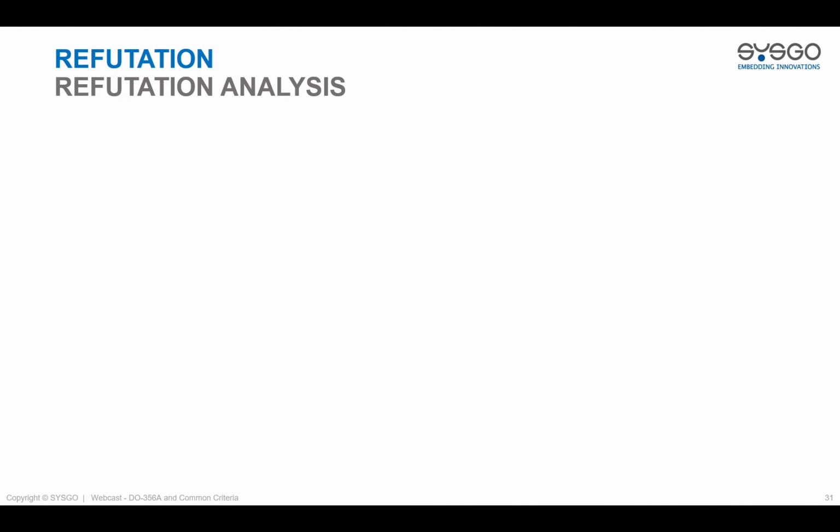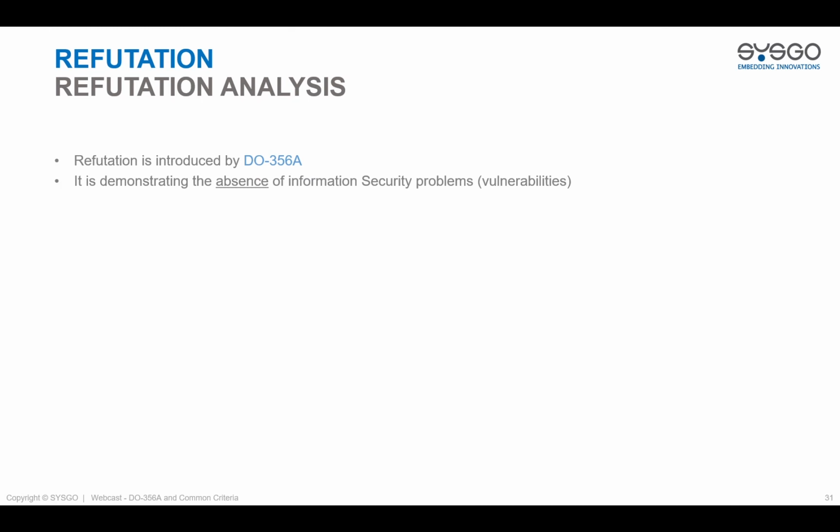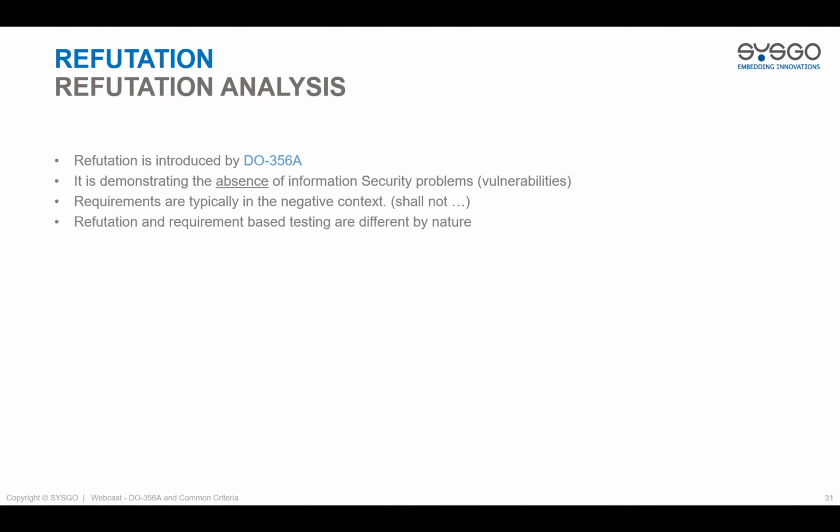We now come to refutation analysis, which is something new, introduced by DO-356A. It demonstrates the absence of information security problems, and the requirements here are typically formulated in the negative, like "shall not". Refutation and requirement-based testing are different by nature. While requirement testing is something we know from safety standards, when you do refutation testing, you have to take the perspective of the attacker.